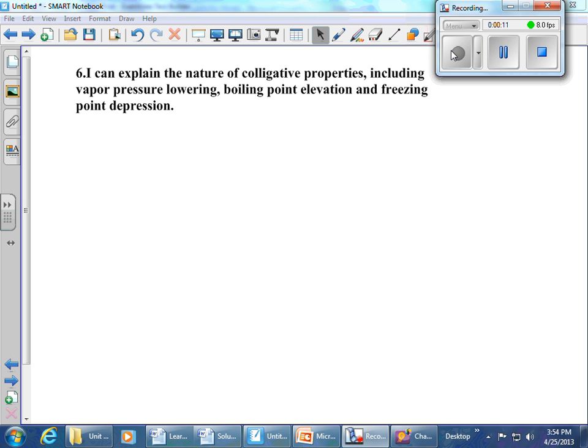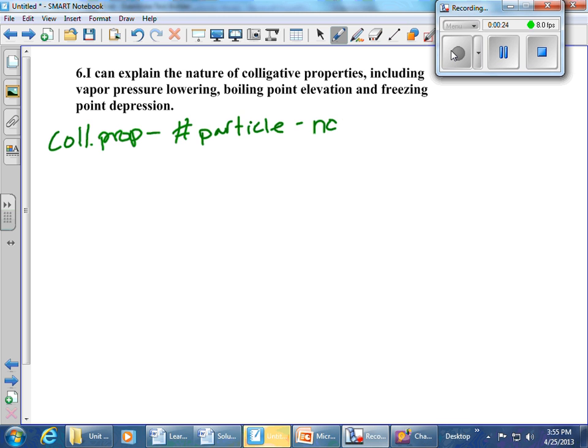So first off, colligative properties depend on the number of particles, not what they are. Okay, so if we have NaCl, when it's dissolved in water, it's going to break down into sodium ions and chlorine ions. All right, so it's going to break down into multiple particles.